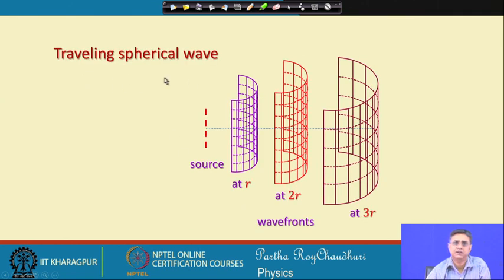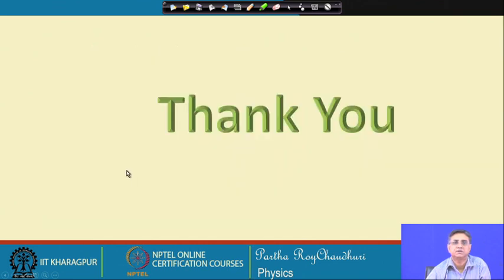A travelling cylindrical wave looks like this. You have a line source, there is a cylindrical surface with constant phase. At some larger distance, the phases are constant over a cylindrical surface, and so on and so forth. So, by doing this, we have discussed different types of waves, particularly the spherical wave, the planar wave and cylindrical waves, which we have solved starting from the Maxwell's equation and the wave equation.